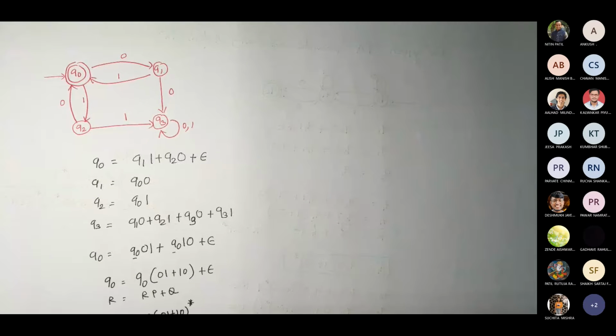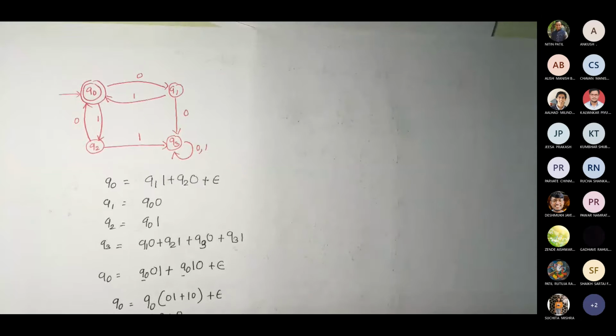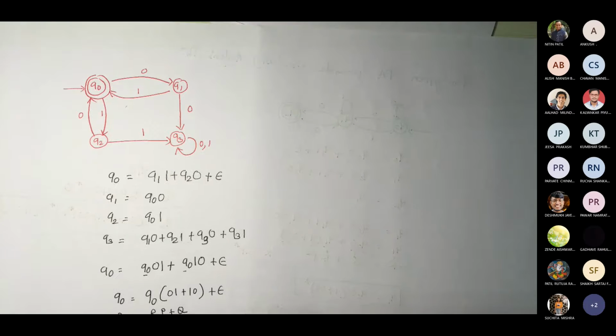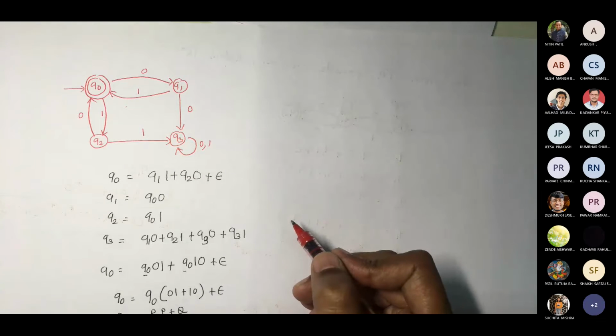Okay, so let me take one more example. Now again, I'm taking another case. Like we saw in some DFAs, you get more than one final state. Now what to do if I have more than one final state in the solution?